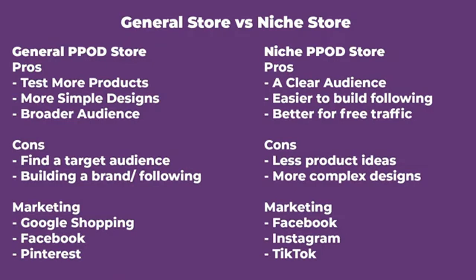Now, when it comes to a niche store, it's pretty much just the polar opposite. So you have a clear audience, you know exactly who you're going to target. So if it's dog lovers, it's much easier to go and find your audience because you know where they'll be. On Facebook, you can do interest targeting for people that like Labradors or people that like Dobermans and specific things that are related to that interest.